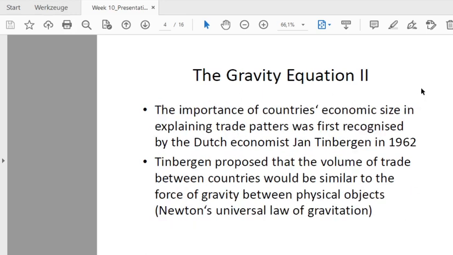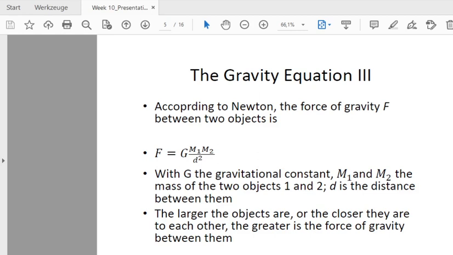The importance of a country's economic size in explaining trade patterns was first recognized by the Dutch economist Jan Tinbergen back in the last century, in 1962. Jan Tinbergen was awarded the Nobel Prize in Economics for his work. He proposed that the volume of trade between countries should be similar to the force of gravity between physical objects, referring to Newton's universal law of gravitation.